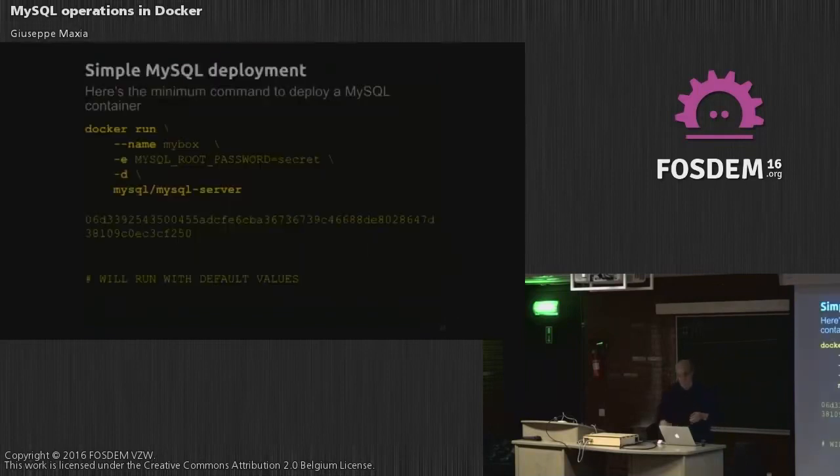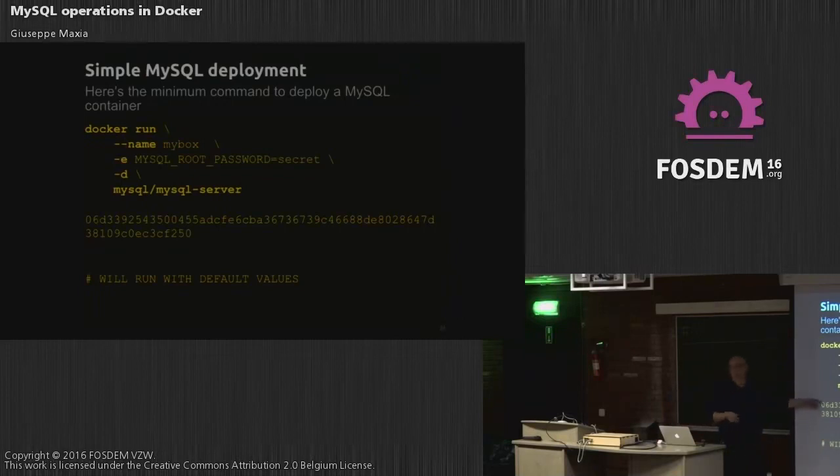So let's see a few examples. First, a simple MySQL deployment. This is how it looks. You do a docker run --name, and then you give a name that you will later use from Docker. This is what I mentioned before: MYSQL_ROOT_PASSWORD equals secret. You need to pass one password this way. Then -d means this is a daemon. I want it to continue working after this command. And this is the name of the image that will be used.